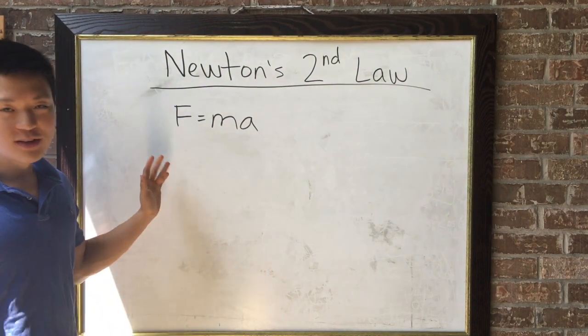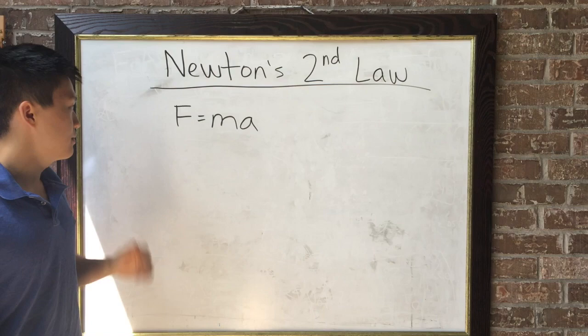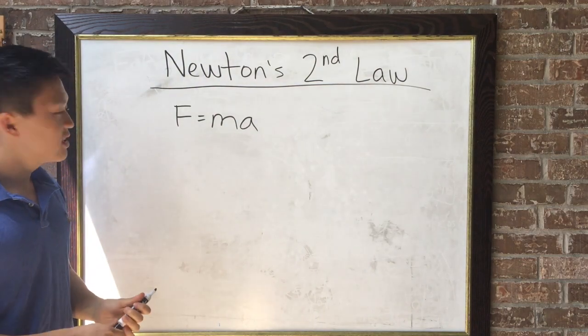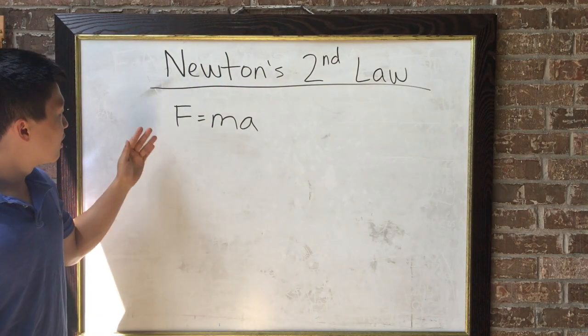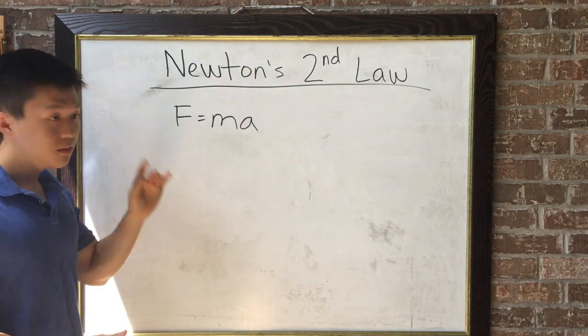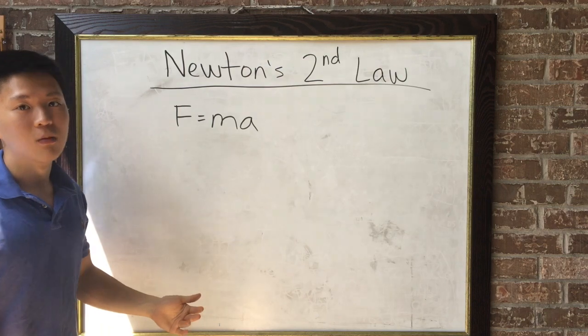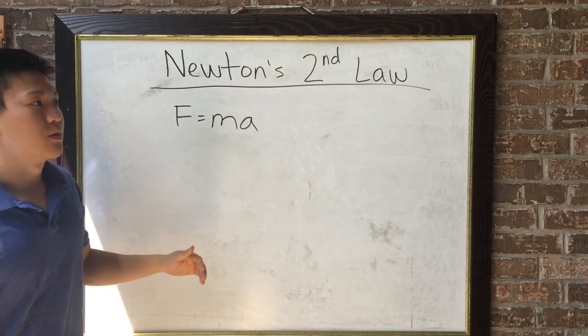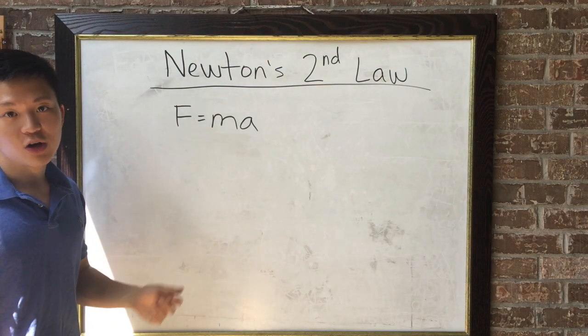In equation form, Newton's second law says F equals ma. Now, this equation says the F, which is the net force on a system, where a system could just be a block or a projectile or just anything you're examining.